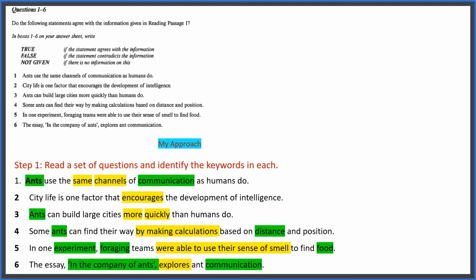Green keywords imply that they are most likely to be found as they are in the passage, and the yellow keywords may or may not be there in the passage. You might find their synonyms, and the keywords which are likely to have synonyms need to be confirmed.